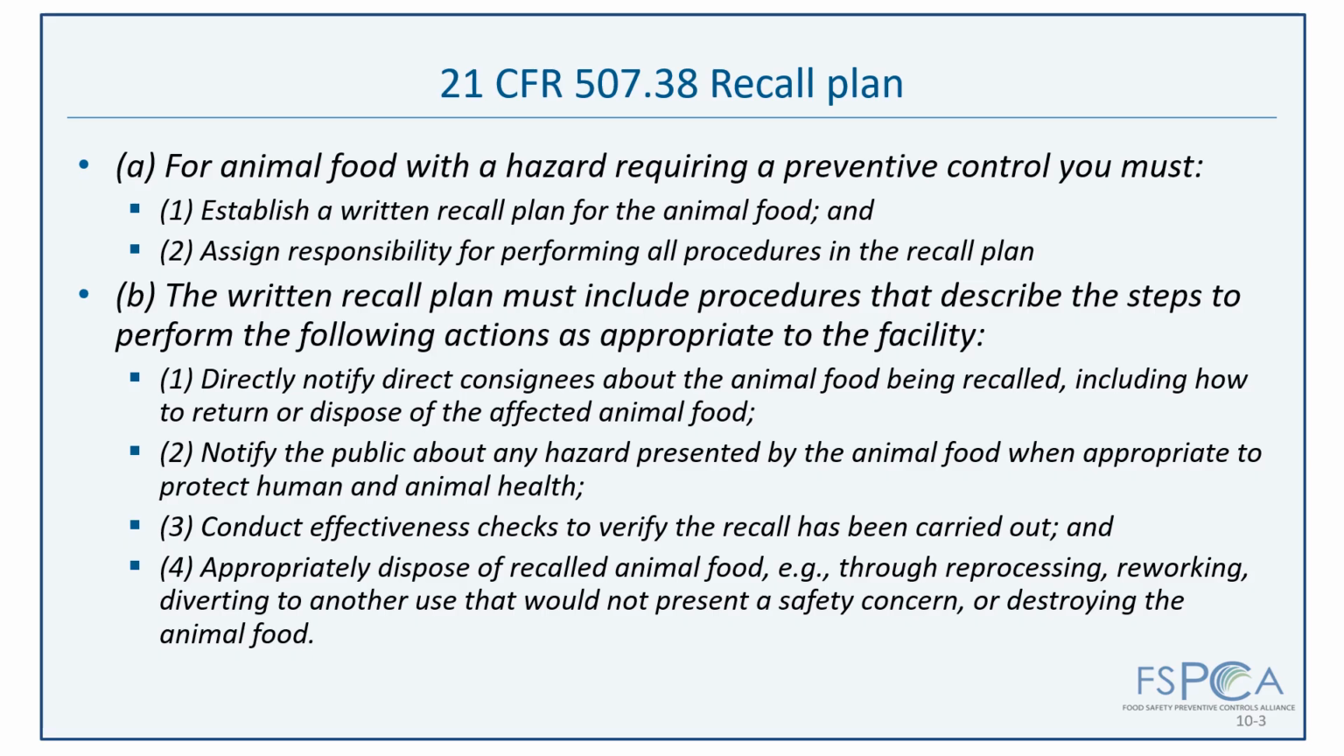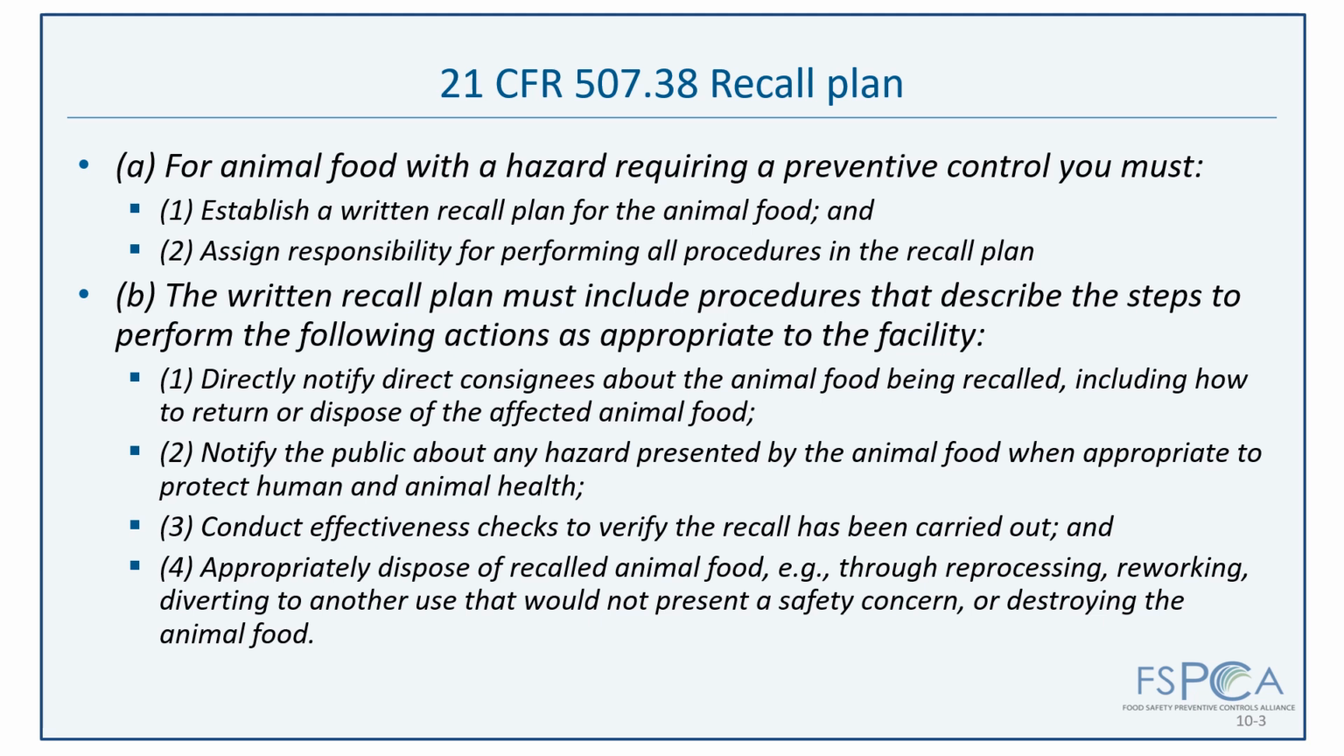Here's the actual regulation on recall plans. This is 507.38 if you're following along in your appendix with the regulation. For animal food with a hazard requiring a preventive control, you must establish a written recall plan for the animal food and assign responsibility for performing all procedures in the recall plan. So you have to write it down and you have to designate who is going to do what.